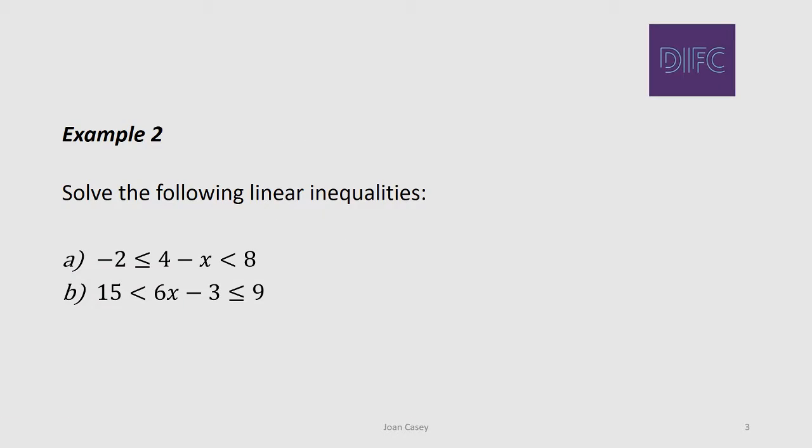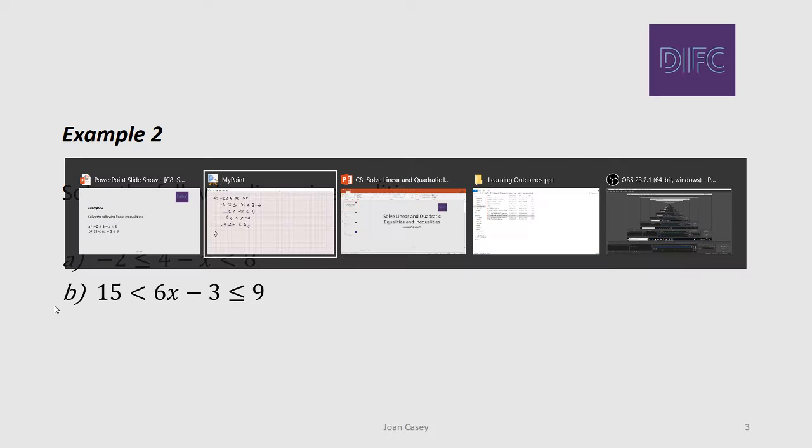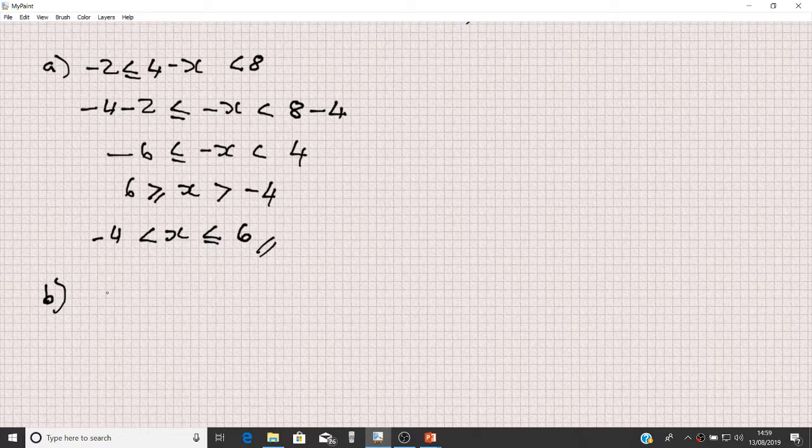And example B gave us the inequality 15 is less than 6x minus 3 is less than or equal to 9. So we'll take a look at that one. Okay, so I've got this minus 3 in the middle part, so I can bring that to the left. So 15 plus 3 is 18, is less than 6x. Now I've moved it to the left, I must also move it to the right. Less than or equal to 9 plus 3 is 12.